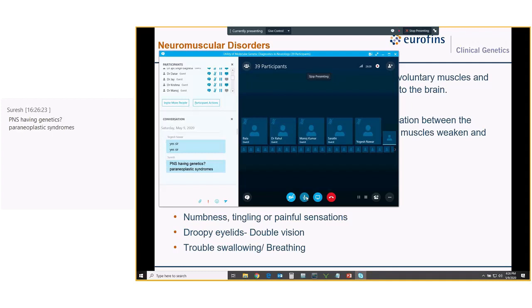Paraneoplastic syndromes. Yes, there are genetic drivers for that. Perhaps what we can do is, if you could share your contact with me or with Yogesh, I will get in touch with you one-on-one and we can explore the specific syndromes you're looking at. There are genetic drivers for that.